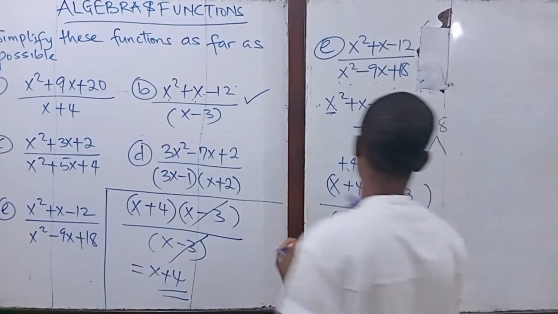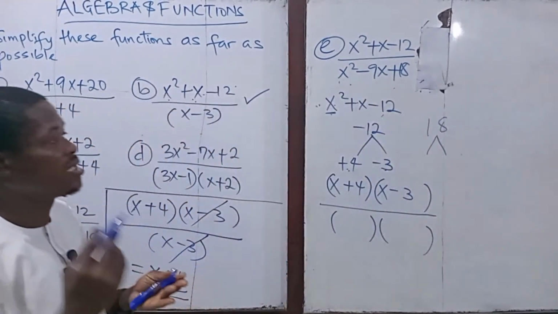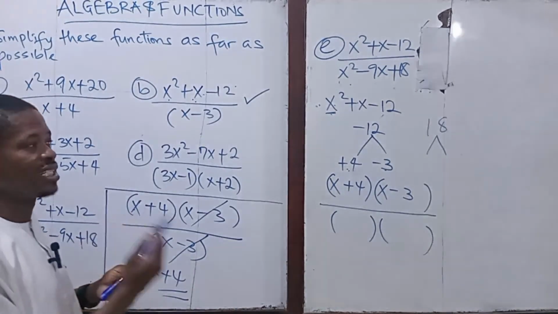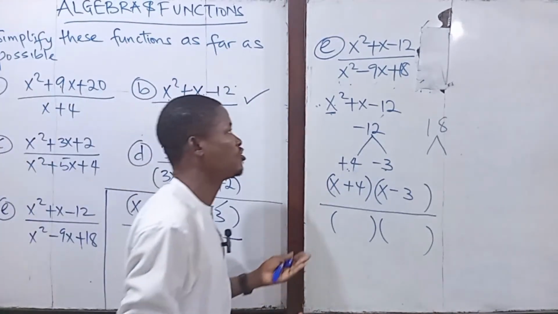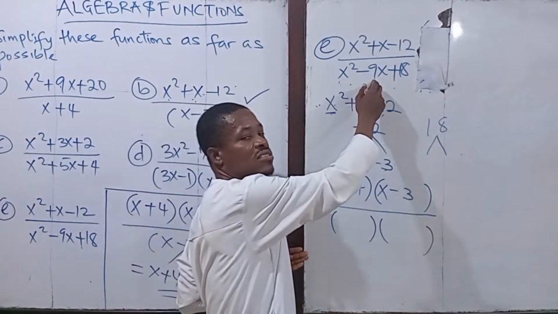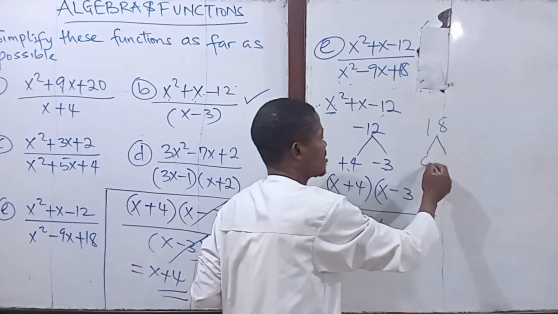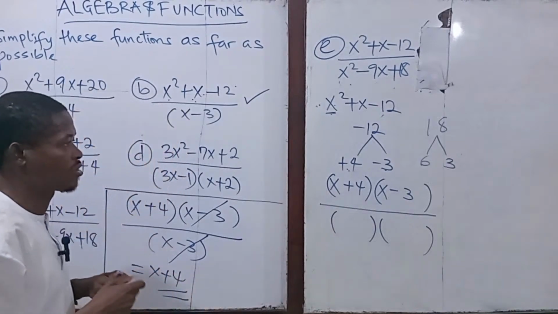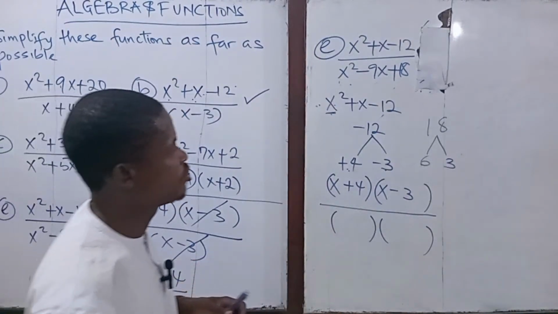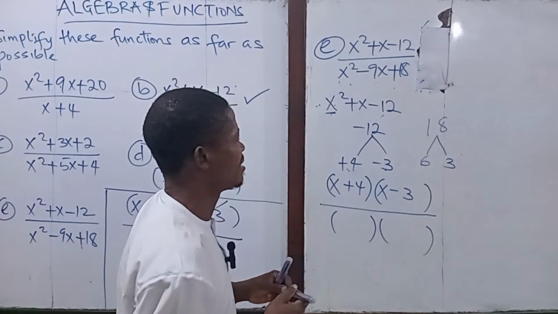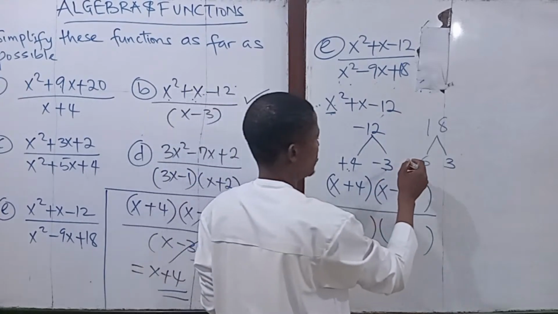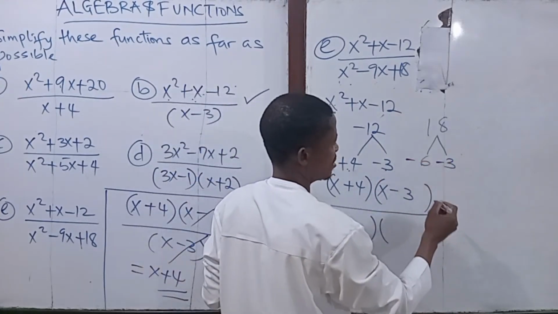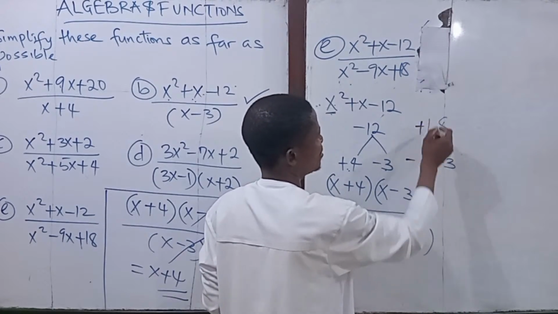That could be 6 and 3, and that could be 6 and 3, 9 and 2. But 9 and 2 can never give you minus 9. So we're going to use 6 and 3 for the two factors of 18. So how do we use 6 and 3 to generate minus 9? That will be minus 6 minus 3. And this 18 is plus 18.